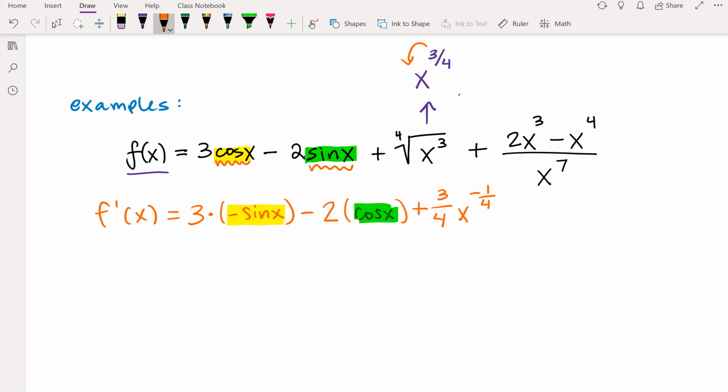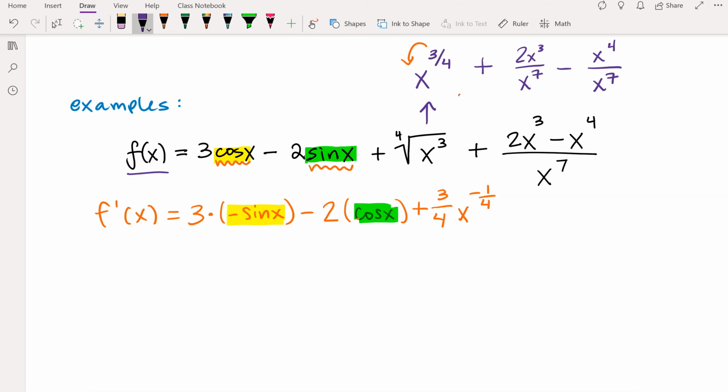And we will deal with writing that in a multiple choice style in a second. And then this one always tricks students. This one always freaks students out. How can I rewrite this guy? Well, the way that I would rewrite this term is I would split the fraction. We'll split it into two fractions with a common denominator. So we'll make that 2x cubed over x to the 7th, minus x to the 4th over x to the 7th.